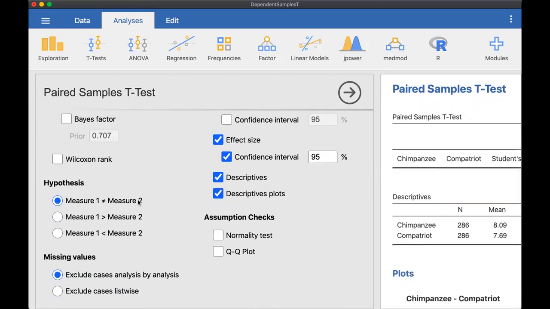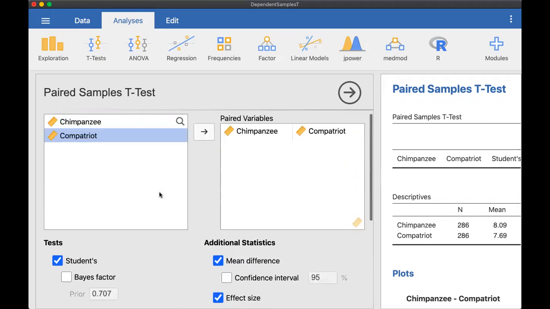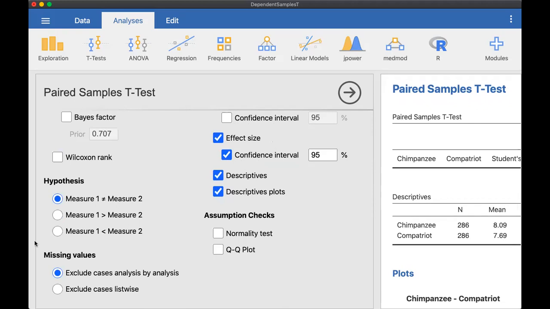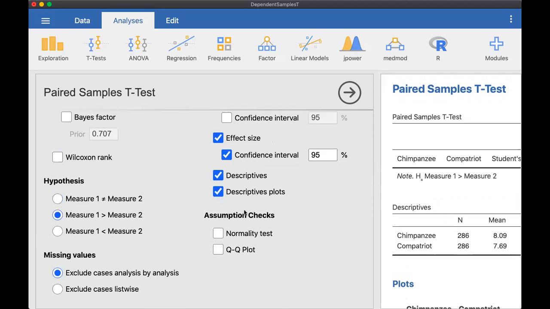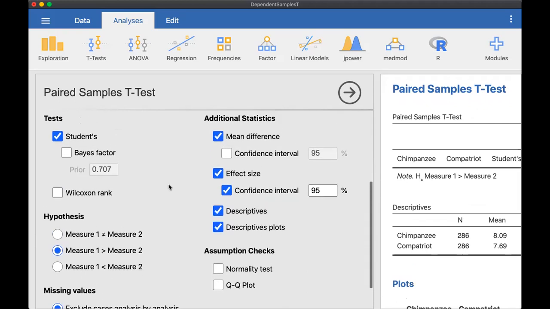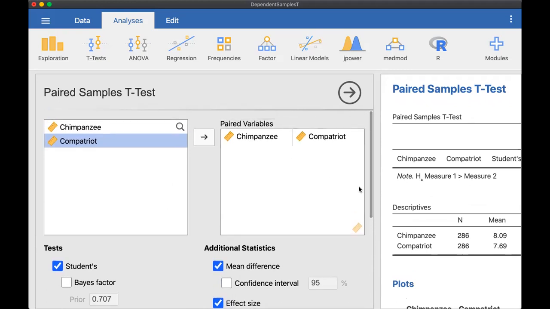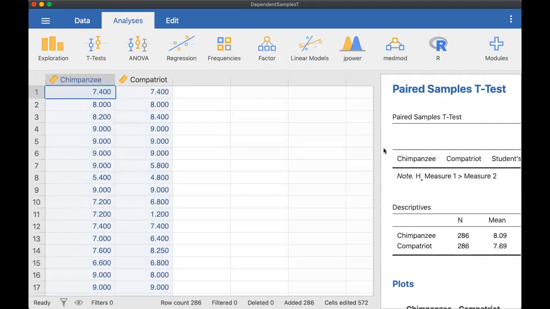Okay, now what type of hypothesis test do we have here? Well, we predicted that judgments in the chimpanzee condition would be higher than judgments in the compatriot condition. And the chimpanzee condition is listed first. So we expect that measure 1 will be greater than measure 2. So we have a one-tailed test here. So with that, we have all of the options that we need selected. So now let's see what we get for output.